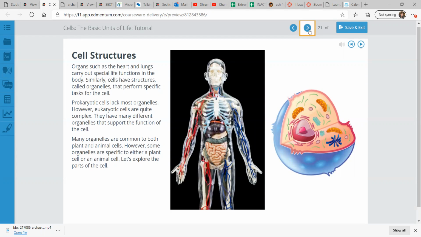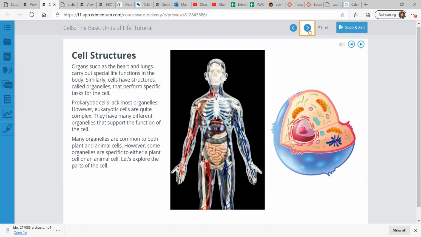Organs such as the heart and lungs carry out special life functions in the body, like in our human bodies. Similarly, cells have structures called organelles that perform specific tasks for the cell. We have organs in our body, cells have organelles that help them function in kind of the same way.